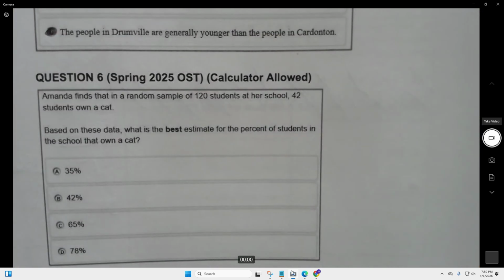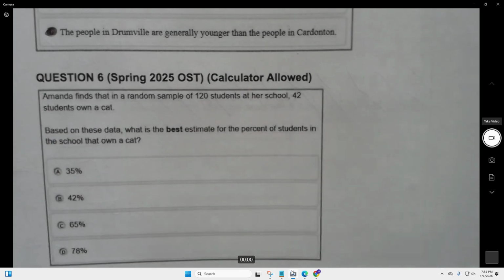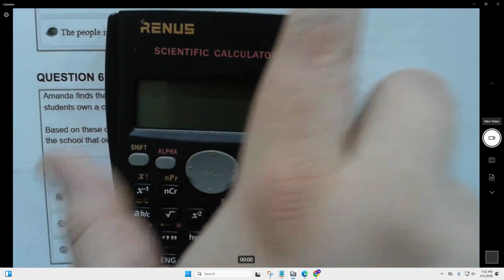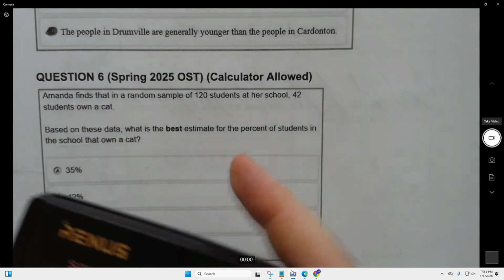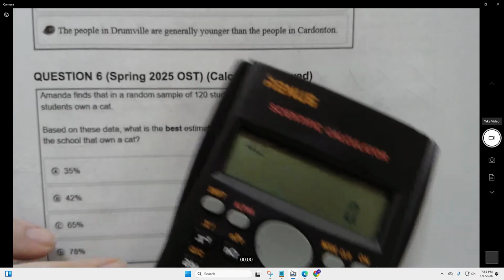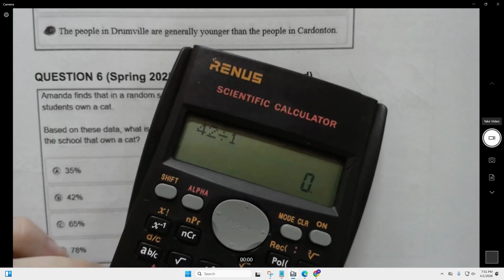Question 6. Calculator allowed. Amanda finds that in a random sample of 120 students at her school, 42 students own a cat. Based on this data, oh my God, I hate that, grammatical errors. Based on this data, what is the best estimate for the percent of students who own a cat? Find a percentage. Take how many fit the rule. How many people own a cat? 42. Divide it by amount of people surveyed, 120.